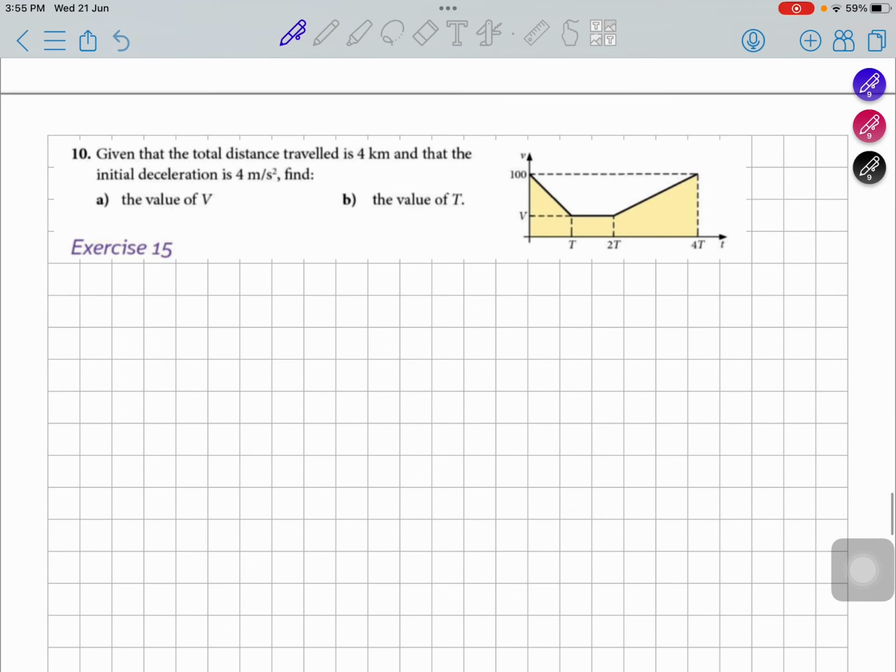Let's try the next question now. They are telling us that the total distance travelled is 4 km. So the area below the curve is 4000 meters. And that the initial deceleration is 4. We have to find the values of v and t.